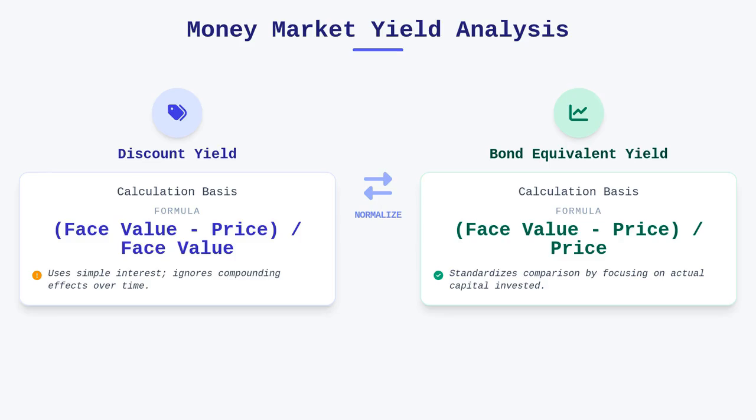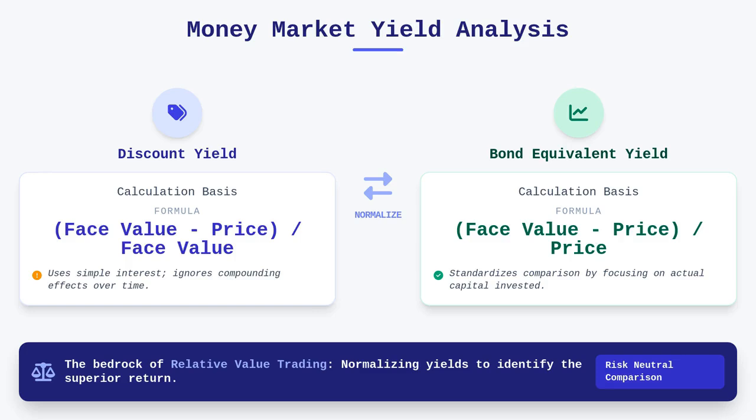Conversely, the bond equivalent yield brings us closer to a standardized comparison by using the price paid as the denominator instead of the face value. This transition is critical because it adjusts for the fact that you are investing a specific amount of capital to receive a larger amount later. When you normalize these two measures, you can finally see which instrument offers the superior return, assuming all other risk factors remain equal. This is the bedrock of relative value trading in the money markets.